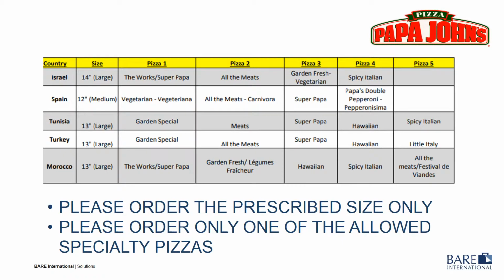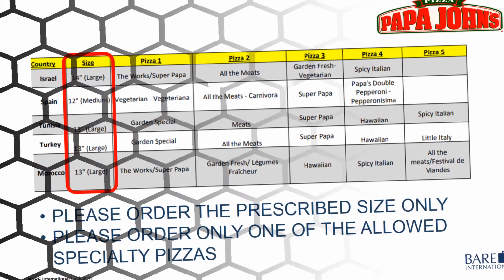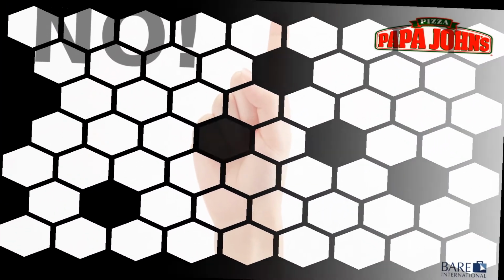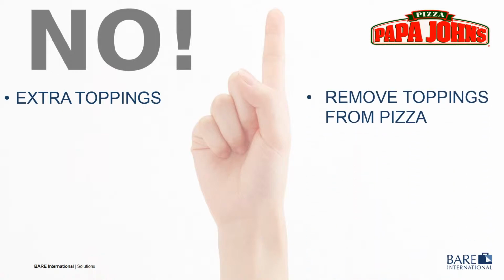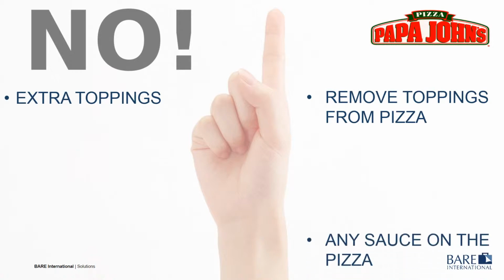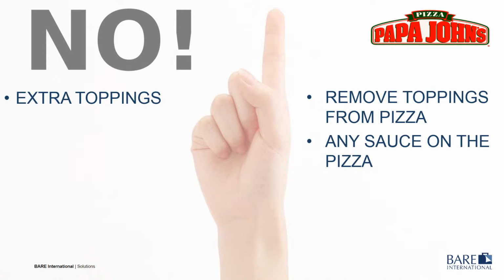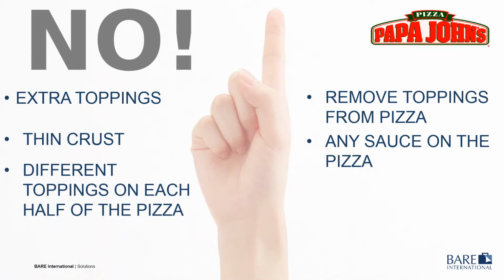So now let's talk about your pizza. You can order only prescribed sides for your country and only one of the specialty pizzas allowed. So remember, no extra toppings on your pizza. Please don't remove the toppings that are already on your pizza. Don't put any sauce on the pizza. And don't order a thin crust or use different toppings on each half of the pizza.